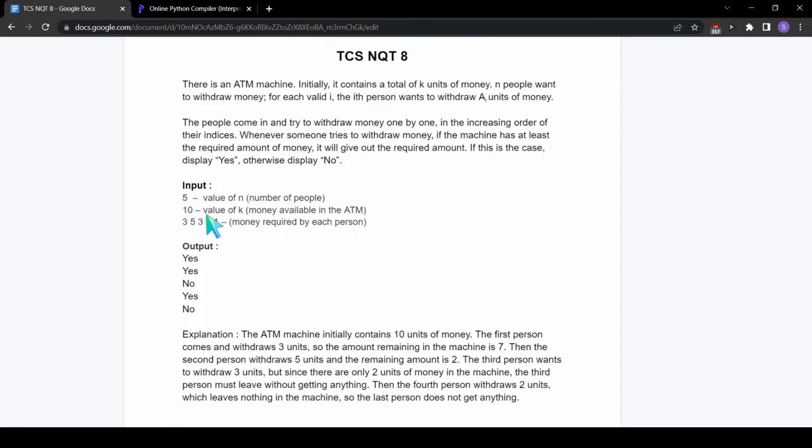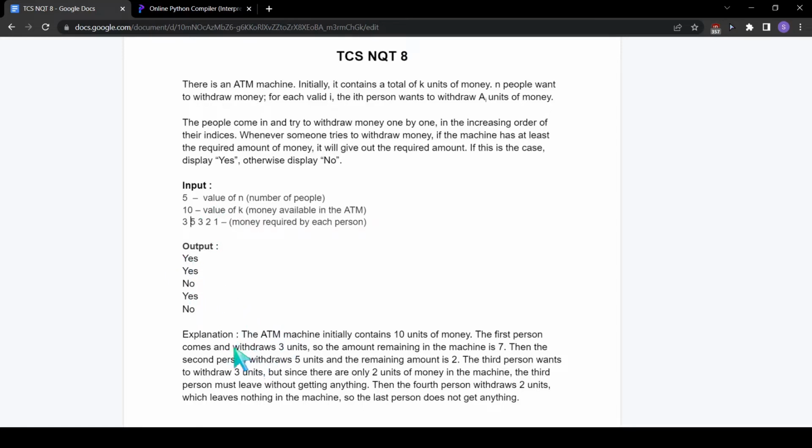This 5 is the value of n, the number of people. 10 is the value of k, the money that is present in the ATM. And then this is the money required by each person. So the first person wants to withdraw 3 units of money, second person wants to withdraw 5, third person wants to withdraw 3, fourth wants to withdraw 2, and fifth wants to withdraw 1. Okay, so for this input, this is the output.